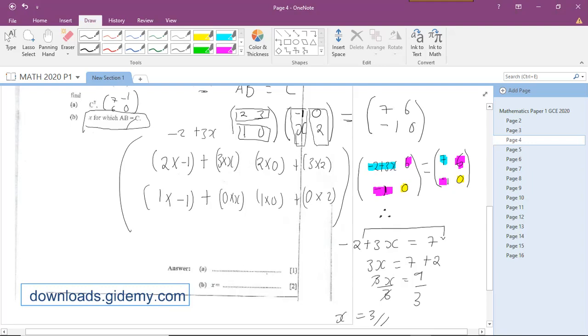You go to the next row. This entire row will multiply by this entire column. 1 multiplied by -1 plus 0 multiplied by x, which is what we have here. You go to the other row, leave a space, 1 multiplied by 0 plus 0 multiplied by 2, which we have here. Evaluating it, if we say 2 multiplied by -1, it will be -2.